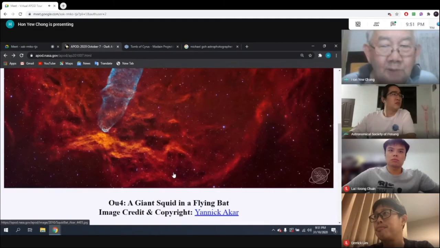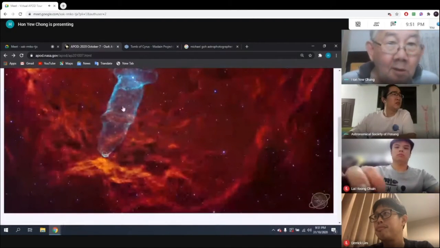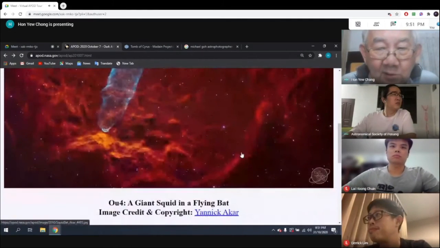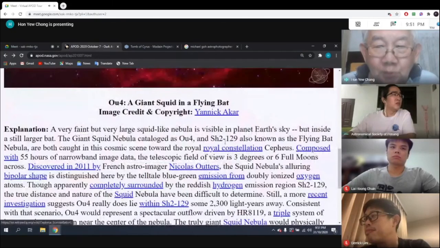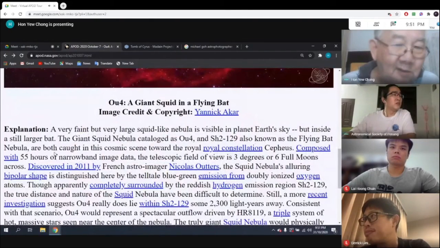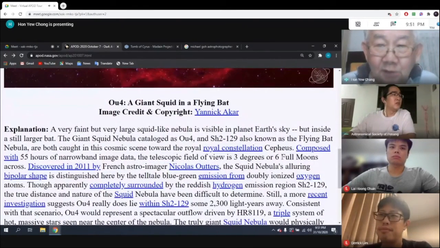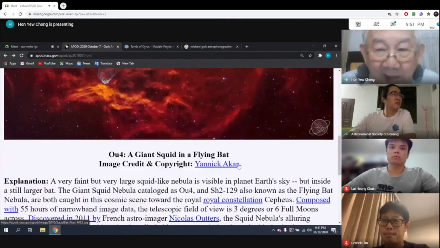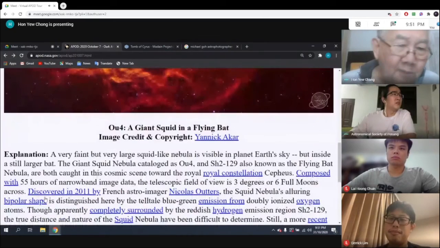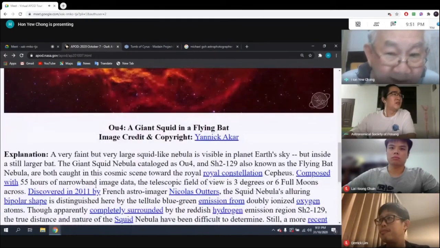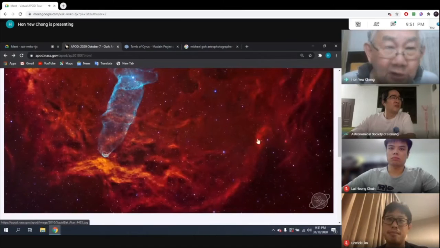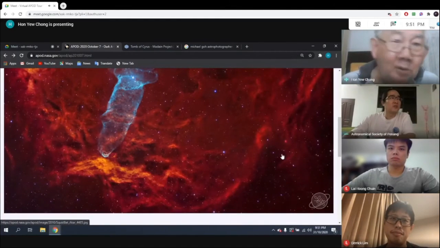So here we look. This green blue object is called OU4, and the bat here, the cloud, is called SH2-129, known as the Flying Bat Nebula in the Cepheus constellation. Cepheus means the king of Ethiopia in the northern sky. It is composed of 55 hours of narrow band data in a telescope view of 3 degrees. So 6 full moons can go inside here.